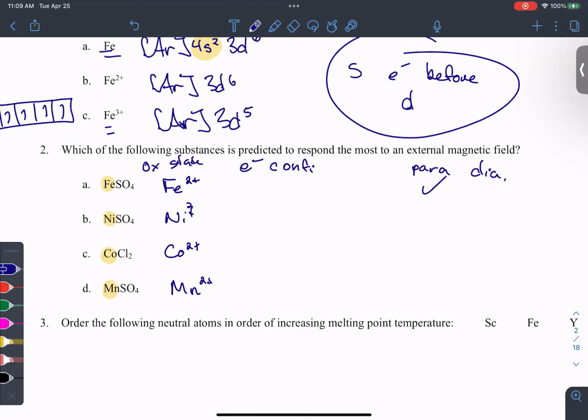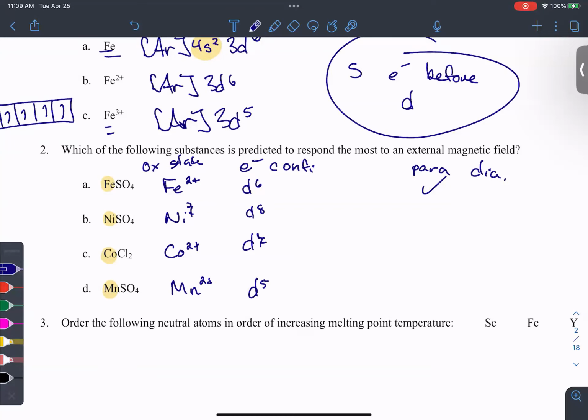All right, so iron 2+, we are losing 2 electrons from the neutral state. So do we know what electrons we're going to lose first? Yeah, they're going to be the s electrons. So we're basically just looking at the leftover d electrons for all of these, because they're all +2. If it was a different charge, go through all the steps like we did for number 1. So iron is d6, nickel is d8, cobalt is d7, and manganese is d5.